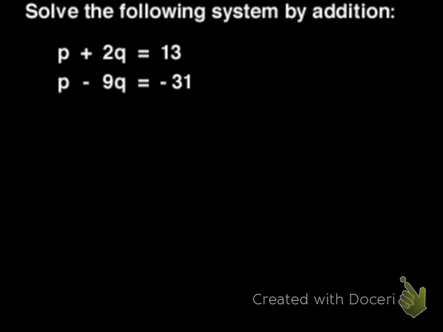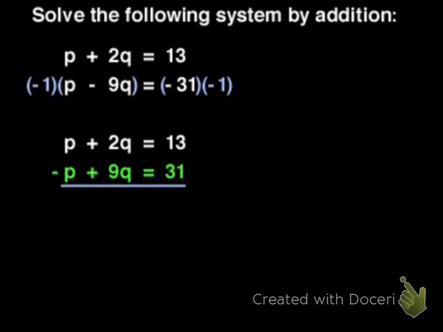Alright, so what can we do? I didn't want to show you that, but the idea is we can multiply any equation by anything. So why don't we take this one, which has the negatives, which was messing me up, and multiply it by negative 1. Negative 1 distributed will give me this green equation. All negative 1 does is change my signs. So I have negative p plus 9q equals 31. Now we can add. So you guys go solve it.